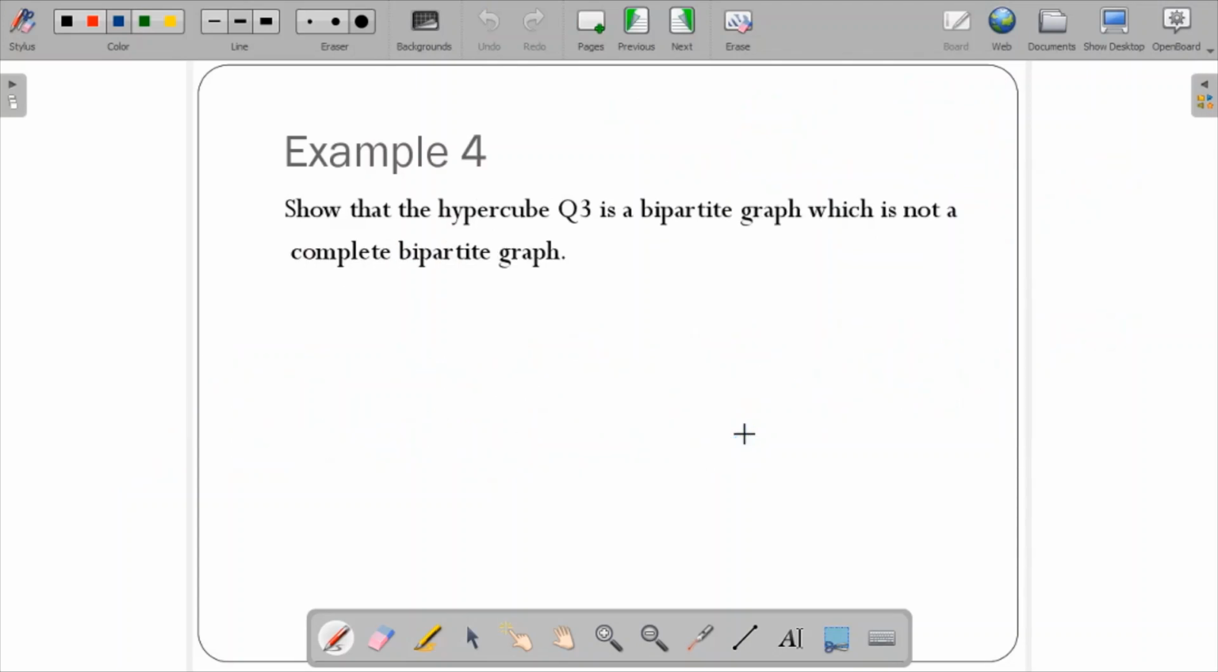Next, example 4: show that hypercube Q3 is a bipartite graph which is not a complete bipartite graph. So you need to show that hypercube Q3 is a bipartite graph which is not a complete bipartite graph.